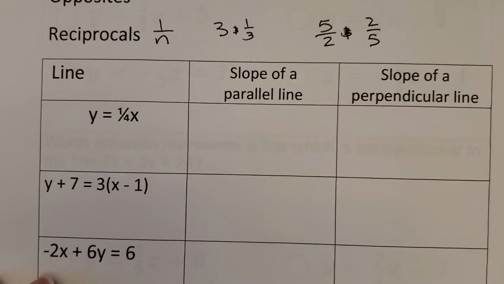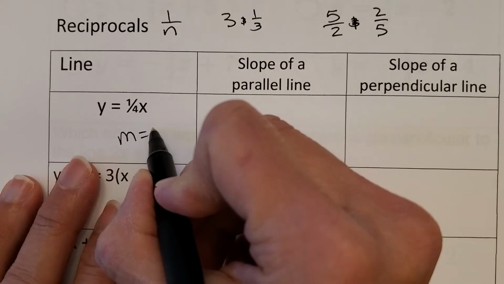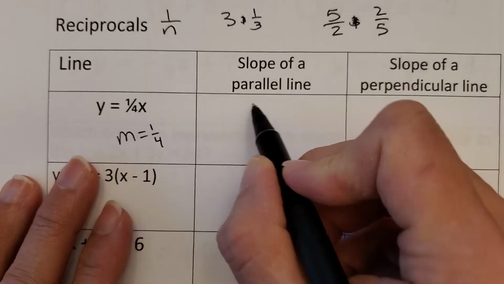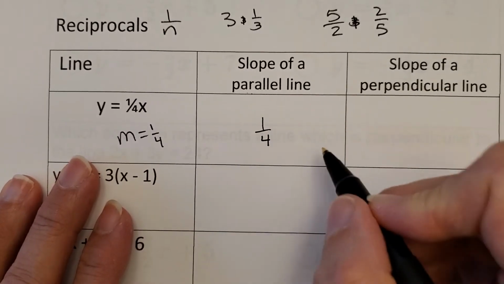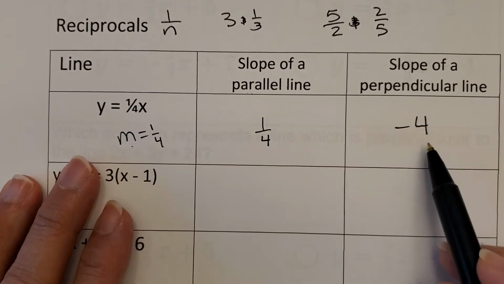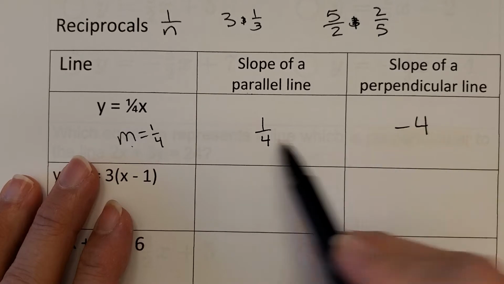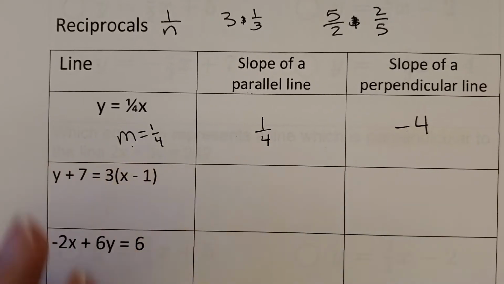So just to recap, here we go. Slopes. If my slope is 1/4, because that's in slope-intercept form, then I know that the slope of a parallel line is 1/4 because parallel lines have equal slopes. And I know that the slope of my perpendicular line to that line would be -4 because I changed it from positive to negative and I flipped it over, 4/1.